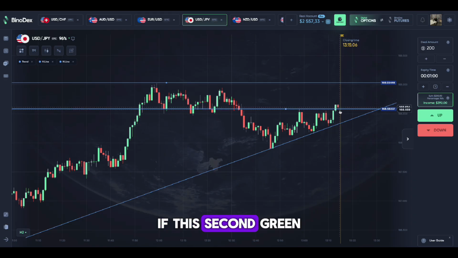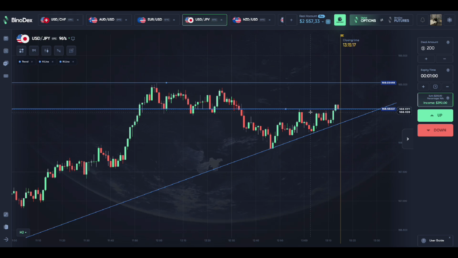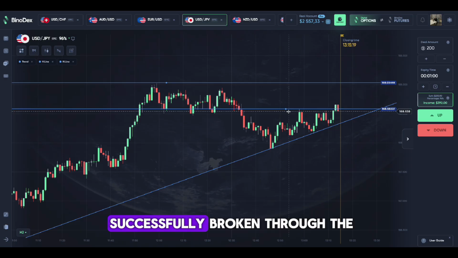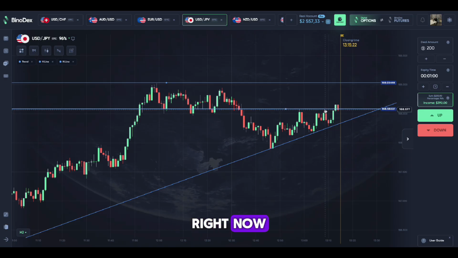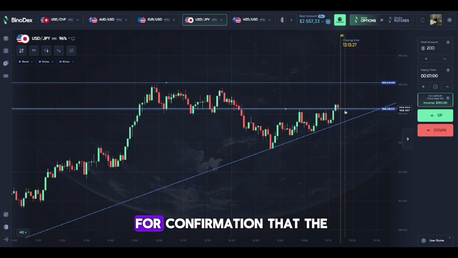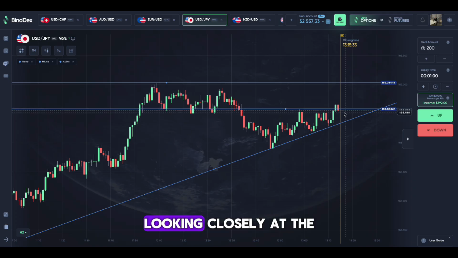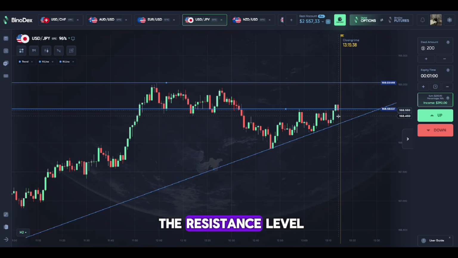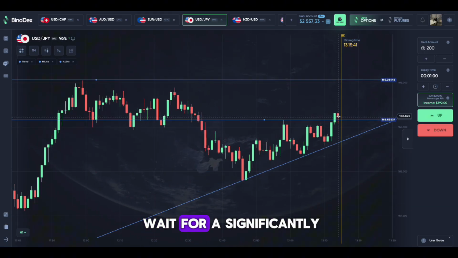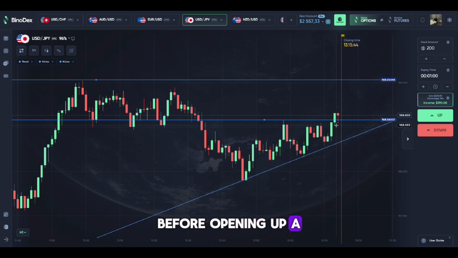Let's do this. If this second green candle closes clearly above our resistance line, then we'll open a new trade for an upward move, since we definitely need to wait for solid confirmation first. It looks like we've broken through the resistance level, but it's not guaranteed that the price will continue to go up. That means we need to wait for confirmation that the price has actually moved up and broken through the resistance level. Looking closely at the chart, the price is already dropping back below the resistance level, so we might have to wait significantly longer before opening a new trade position.